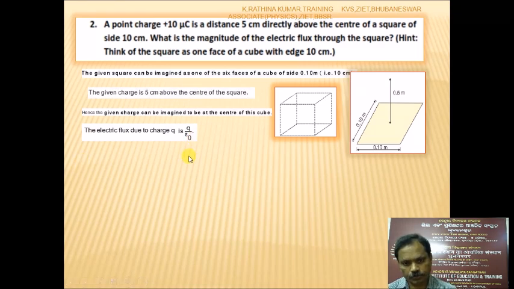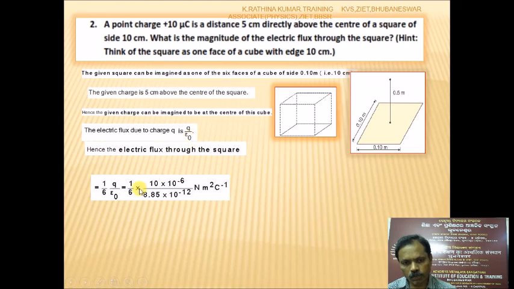So hence electric flux through the square, as per Gauss's law, Q by epsilon naught. Electric flux is equal to, then substitute the value, 1 by 6 of the total flux through the cube. So therefore we can say that 1 by 6 of this total flux Q by epsilon naught is equal to 1 by 6, and Q is given 10 into 10 power minus 6 coulomb, micro means minus 6. And the epsilon naught value is 8.85 into 10 power minus 12 Newton meter square per coulomb.